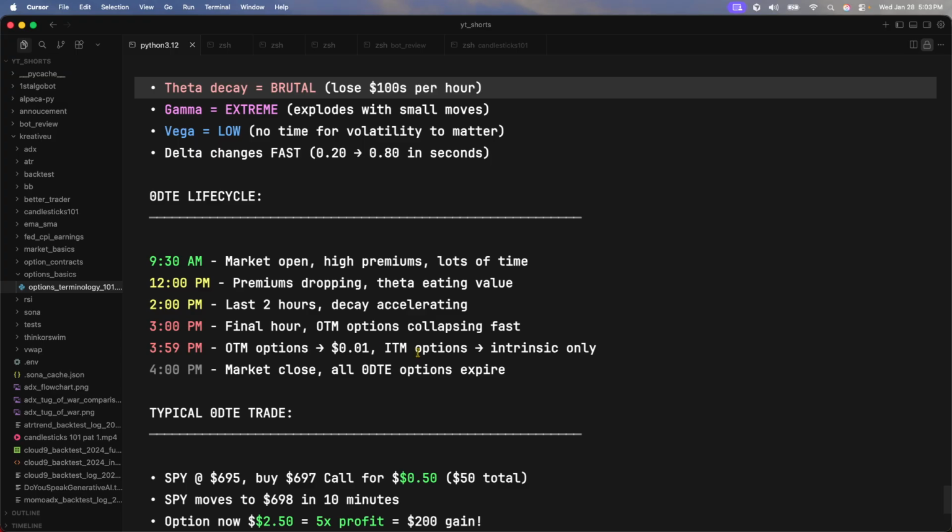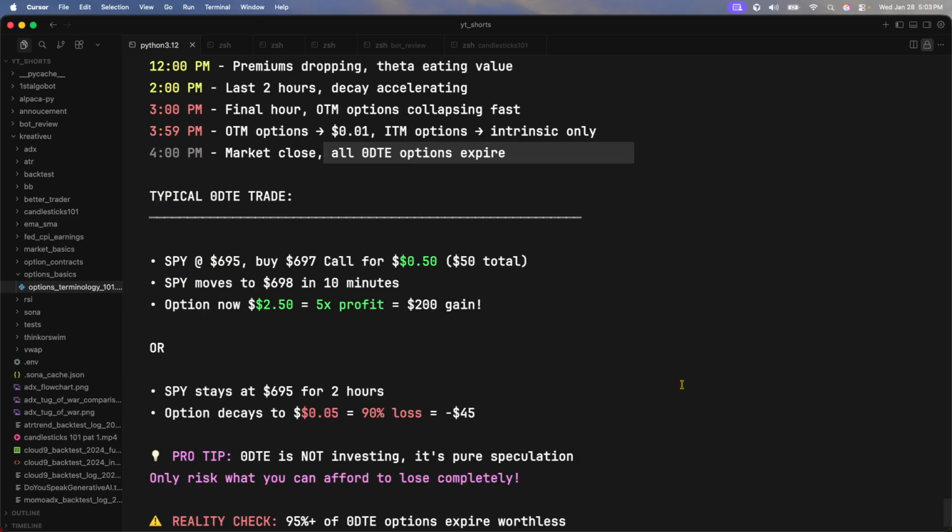So the life cycle for 0 DTE: at 9:30, as soon as the market opens, you have high premium, lots of time. At noon, you probably want to stop trading by then, but hey, at noon, premium is going to start dropping. Theta is eating value. At 2 p.m., the last 2 hours, theta is accelerating. The final hour of 0 DTE options are collapsing fast, right? And at 3:59, 0 DTE goes to $1.01. Only intrinsic value. The market closes, all 0 DTE options expire.